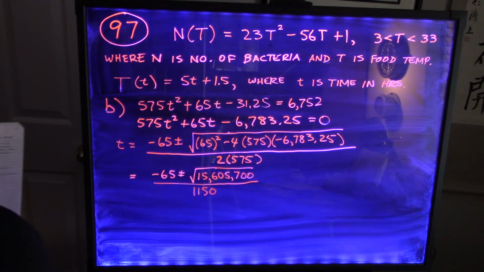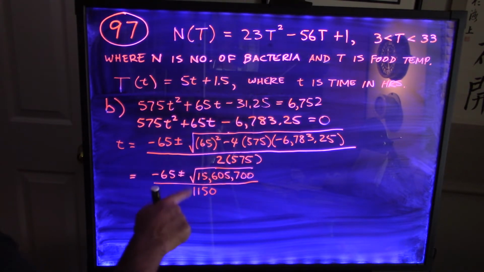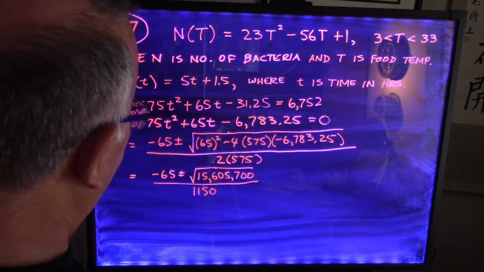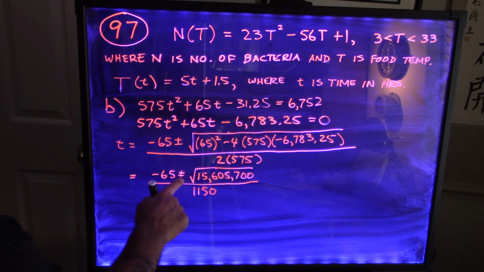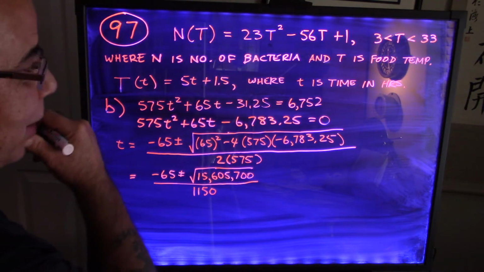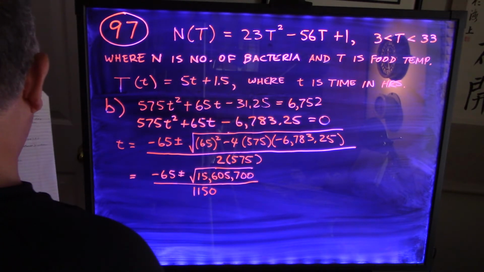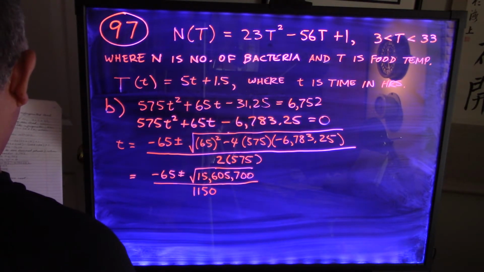Now t, there's 2 answers, right? One is going to be a negative answer. If you use that minus sign, that'll be a negative result. We don't want negative t. T here is supposed to be positive, so we'll use just the plus. So we're only going to consider the positive result.